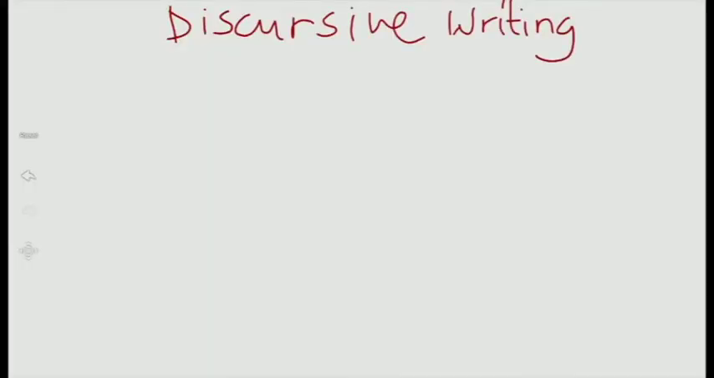I want us to look at discursive writing. With discursive writing, it is very much similar to argumentative or persuasive writing. In fact, in discursive writing, you also argue, just like in an argumentative. All right? So what then is the difference between a discursive and an argumentative? That will be the first part that we will look at, the differences between an argumentative and a discursive writing.